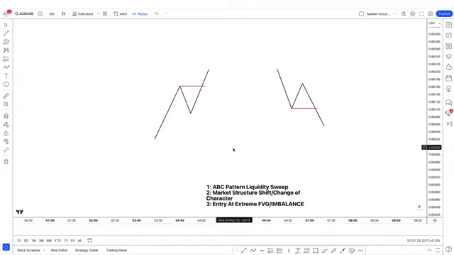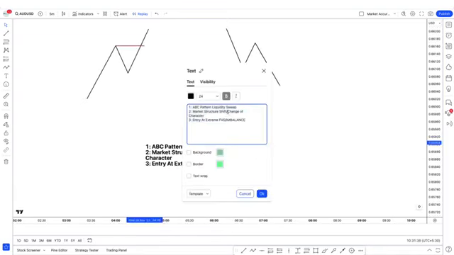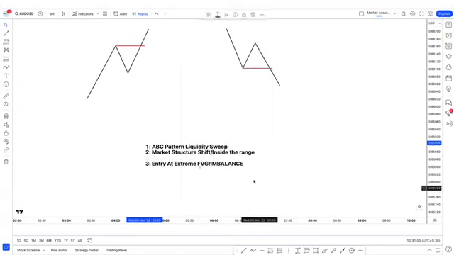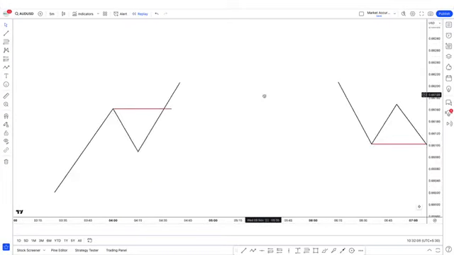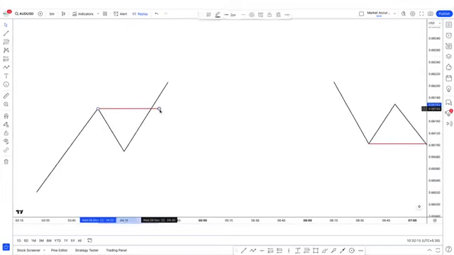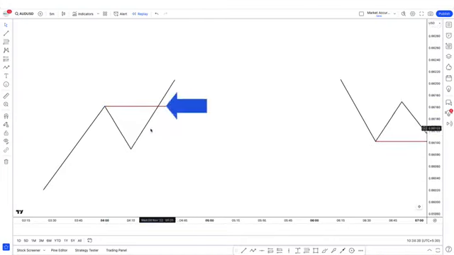So we look for the ABC pattern liquidity sweep. And rule number 2 is we wait for market structure shift, change of character, whatever you want to call it, inside the range. Okay? So let me add this in, inside the range. Now, what is a range? This line that I've drawn on the high of the A leg, anything below this line is a range. And I want the price to change the character or break the structure below this line.